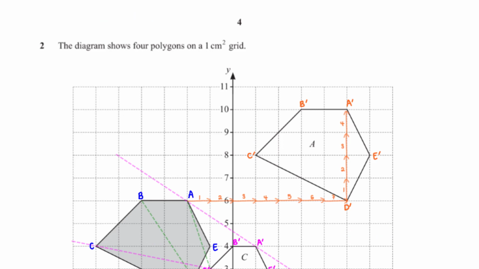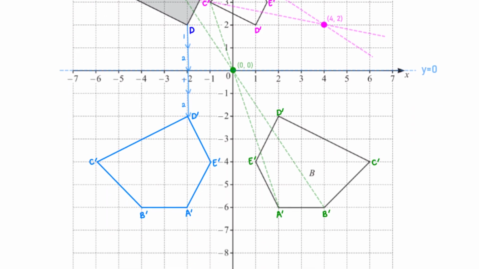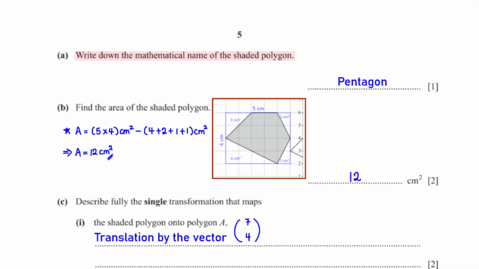The diagram shows 4 polygons on a 1 cm square grid. Write down the mathematical name of the shaded polygon. The shaded polygon has 5 sides. A shape with 5 sides is a pentagon. Find the area of the shaded polygon.